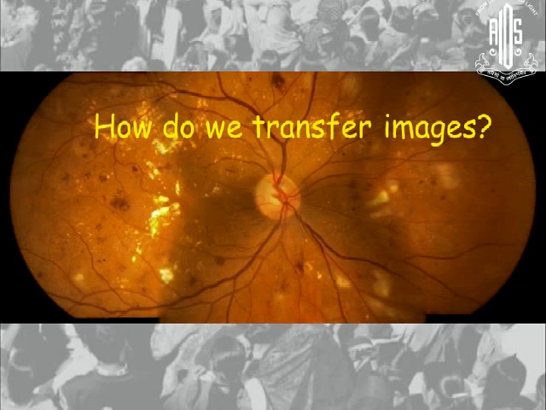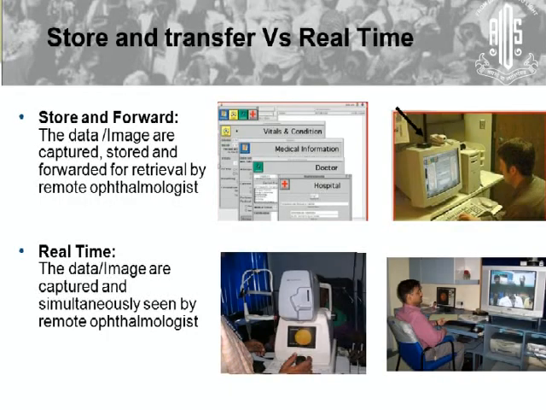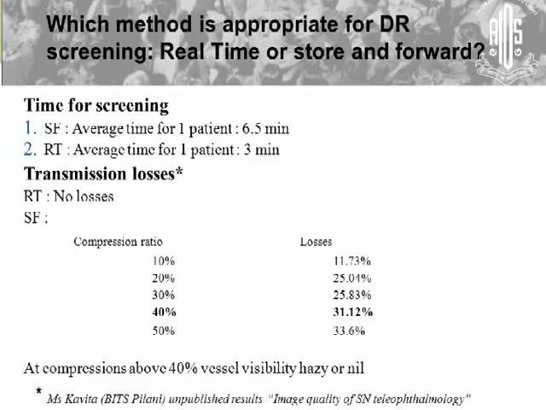How do we transfer the images? We use both store and forward and real time. Store and forward is where the data and images are stored and then forwarded to the ophthalmologist for later retrieval. Real time is where both things are done simultaneously. And we did look into the time taken for both real time versus store and forward for a single patient. Now the technology has changed, but this was in 2004.